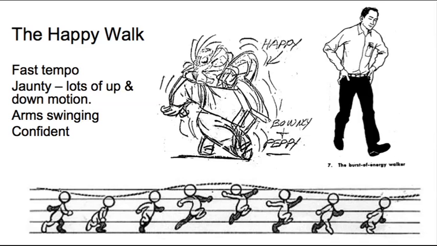Here's a happy walk, someone sort of bouncy, peppy, full of life. I think this actually down here is a skip. Looking at it there, yes, I think this character is actually skipping. So this would be more of a variation on a walk down here. But definitely you want a lot of up and down motion, lots of arms swinging, confident.